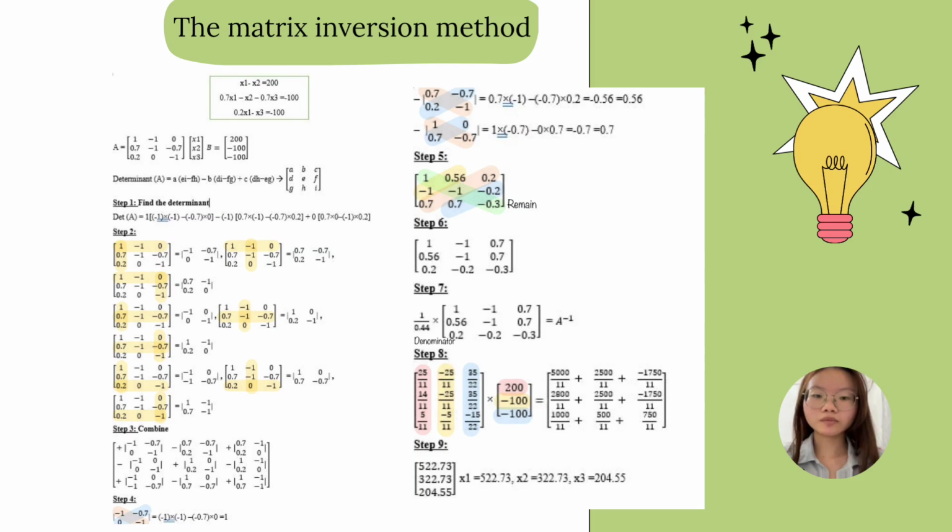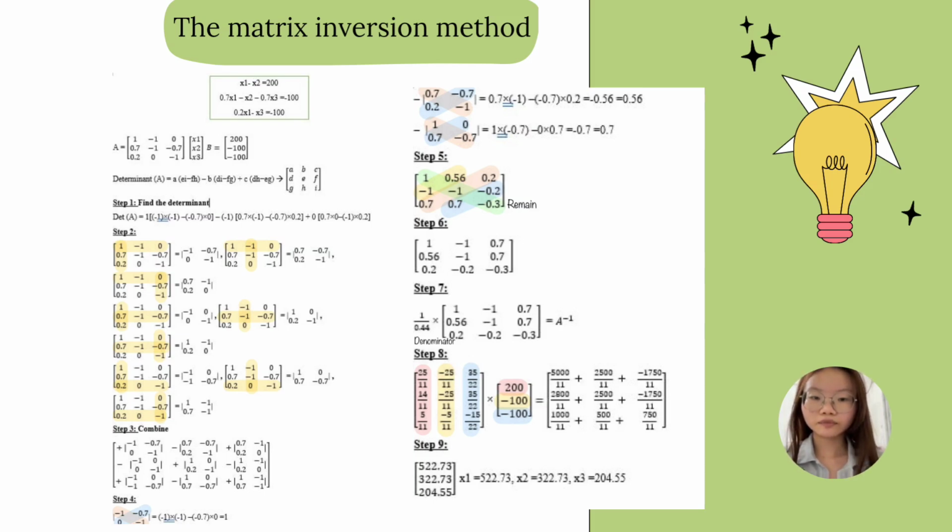To solve this equation, first we have to find the value of determinant A by using the following formula, which is 0.44. The second step is to cover the first row and the first column, which I already highlighted in yellow. Then we write down the remaining numbers that are not highlighted, which are -1, -0.7, 0, and -1.